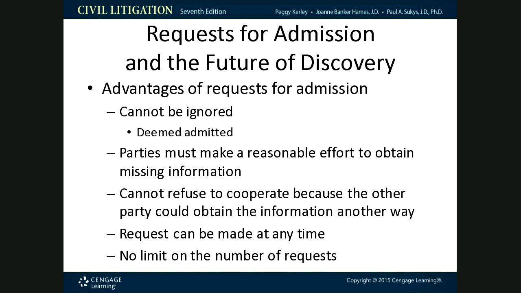Now, it says that parties must make a reasonable effort to obtain missing information. The reason they put that in there is because admissions need to be complete. In other words, you should be able to take an admission by itself, read it, and then read the answer, and it makes sense without having to refer to anything else. So think of admissions as standalone discovery. You just ask them to admit or deny a particular fact, and you pick out the fact that you would like them to admit or deny.